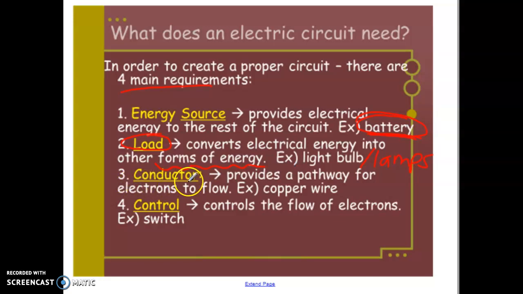So another part of a circuit that's required is a conductor. A conductor essentially is what links the different parts of the circuit together. A conductor is essentially wires, right? If you have a battery and you have a light bulb, you have to have a way of connecting those two things so that the electrons can move from the battery into the light bulb. We do that using a wire, right? And it has to be a conductor because we want the electrons to flow.